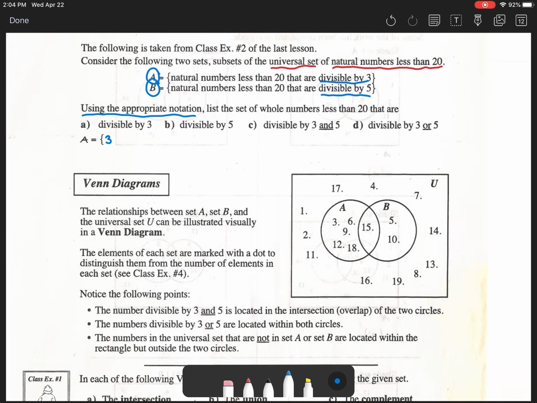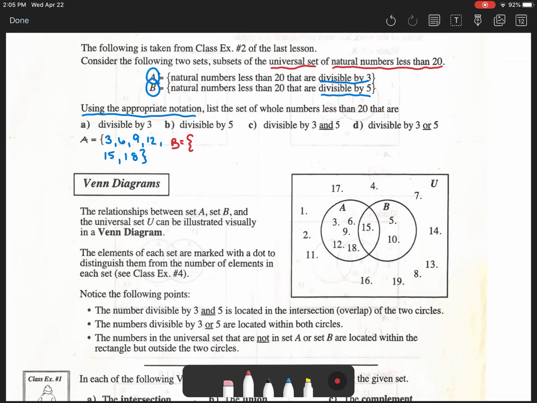Now in A, divisible by 3, they put the capital letter A there for the elements that are in that set. So the natural numbers less than 20 that are divisible by 3, and again, this is what we did last day, 3, 6, 9, 12, and then just because I run out of room, I go underneath here, 15 and 18. Normally I'd want to write all that data straight across in a line, but because of the limited room here, I just go underneath. But I make sure all of those elements are contained within the curly brackets or the braces.